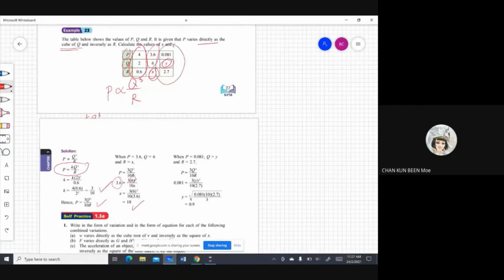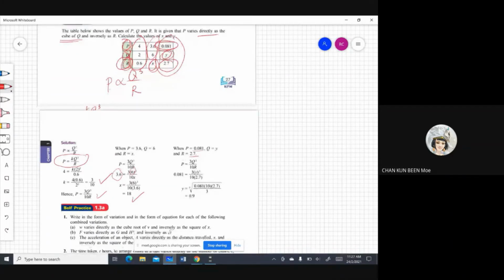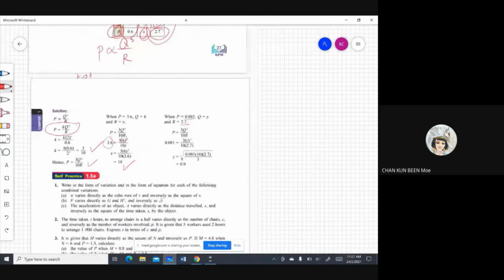You are going to substitute the value of P. This one is P, and R is 2.7. So P is 0.081. They write here R is 2.7. Therefore, P is 3Q cubed over 10R. You substitute P is 0.081 and R is 2.7.